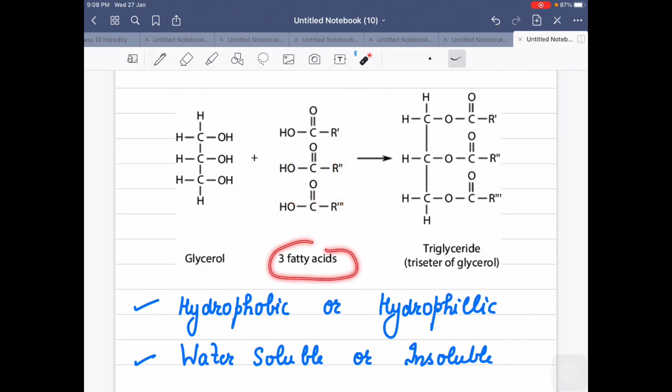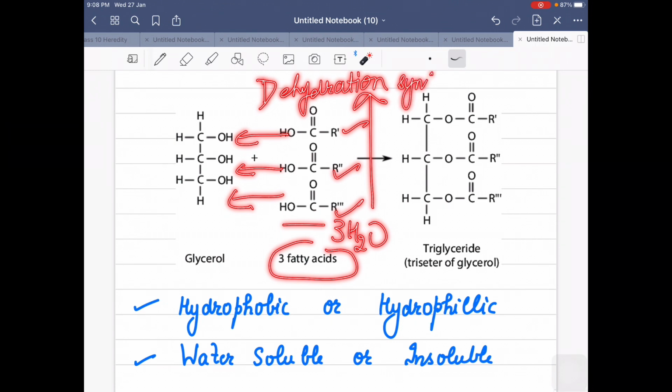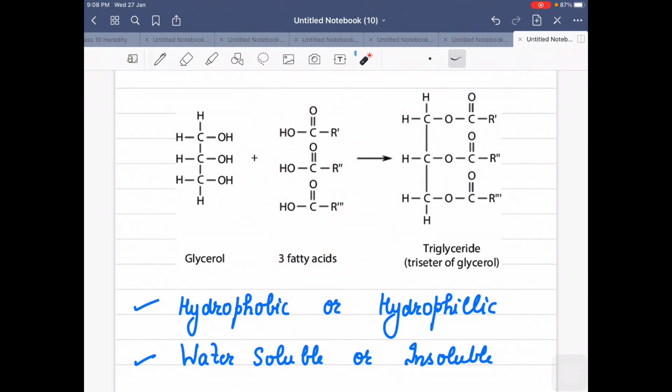Now when these 3 fatty acids join with this glycerol, how many water molecules will be released? 3 water molecules. Which kind of synthesis is it? Dehydration synthesis. Through dehydration synthesis, we are going to form our simple lipid, that is triglyceride, right? So which bond is getting formed? As you can see, our ester bond is getting formed.